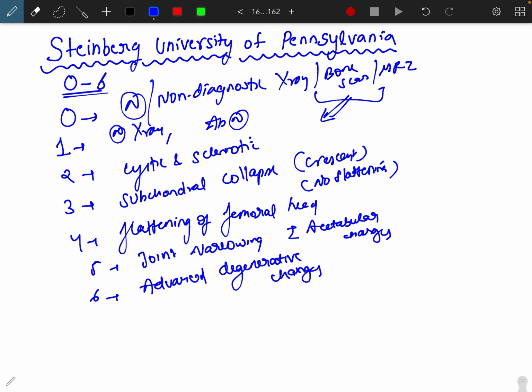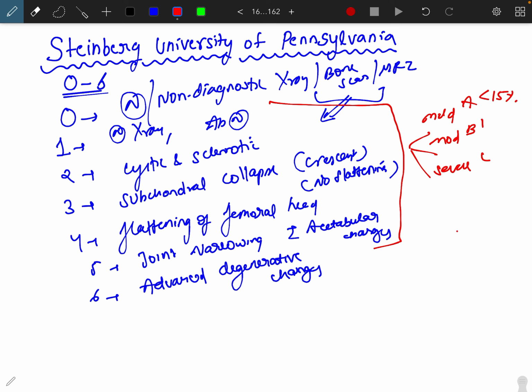Now, as we have read before, stage number 1 to stage number 5 are further subclassified into A, B, and C, that is mild, moderate, and severe, on the basis of less than 15% of the femoral head being involved, or 15 to 30% of the femoral head being involved, or more than 30% of the femoral head being involved. So this is overall the staging of AVN of the femoral head.